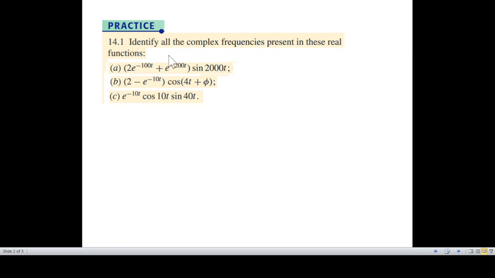So straight away to the question: identify all the complex frequencies present in these real functions. These are the functions given, and in this we have to identify the complex frequencies. And before we start, let's have some theoretical background.